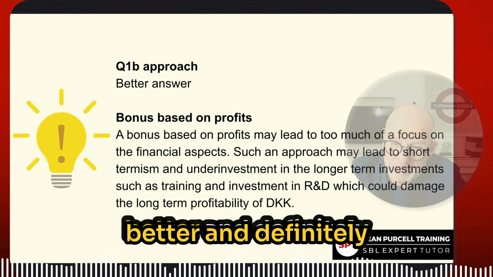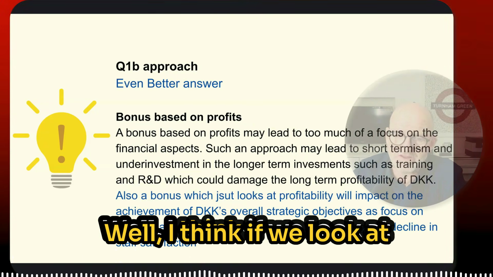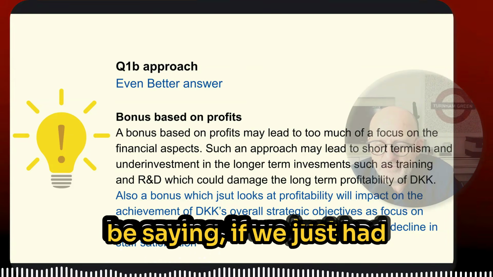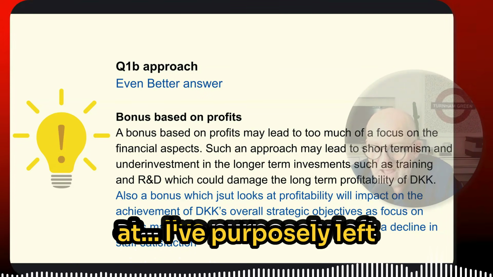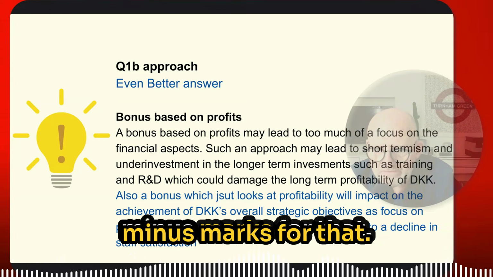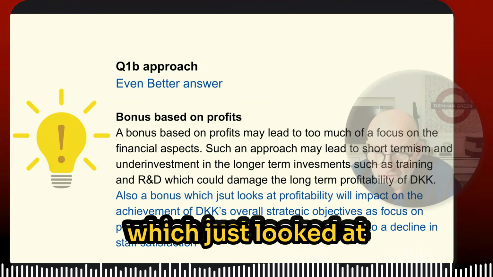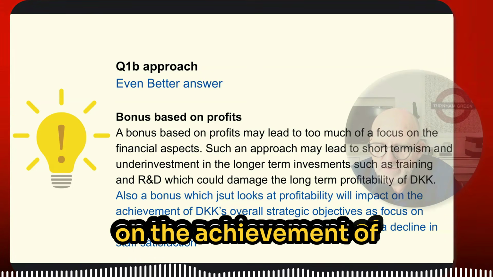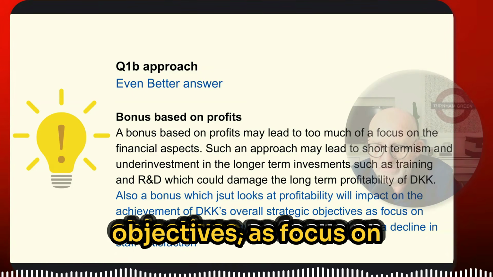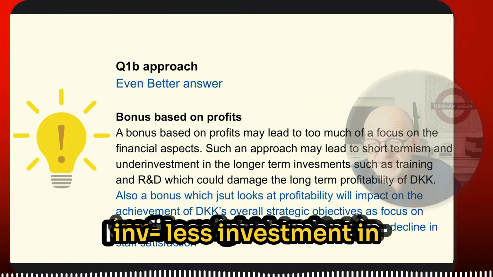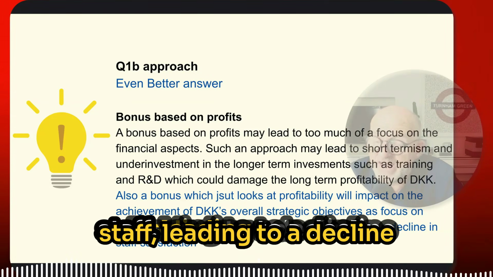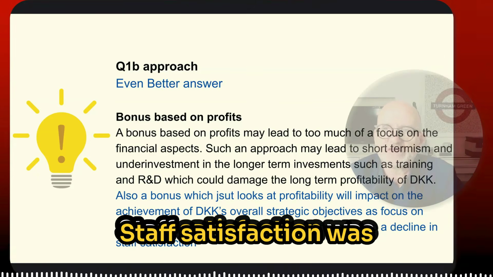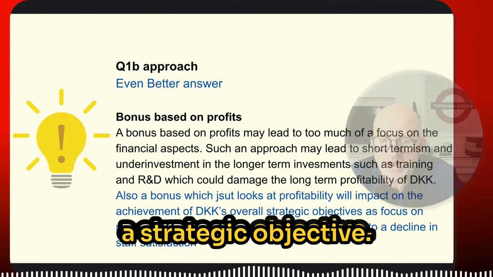Could we do even better and definitely get 2 marks? Well, I think if we look at what we did here, would be saying if we just had a bonus that just looked at, I've purposely left a typo, and again, no minus marks for that. But if we did a bonus which just looked at profitability, it basically might impact on the achievement of DKK's overall strategic objectives, as focus on profits might lead to less investment in staff, leading to a decline in staff satisfaction. Staff satisfaction was a strategic objective.